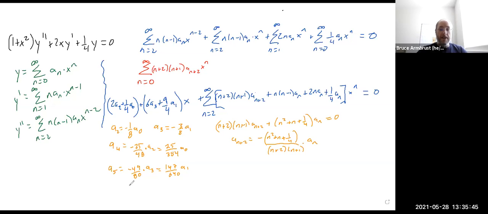And I'm actually going to stop here, but you could continue, right? To get the 6, you plug in 4. A sub 6 is going to be in terms of A4, so you put that in, get your number, and so on.